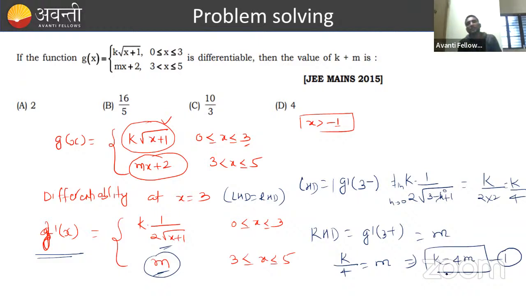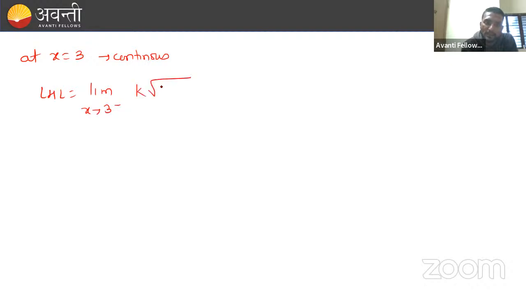So again, we need to find another equation. How can we find it? We have to check the continuity also at that point. At x is equal to 3, it is continuous also. So what is LHL? LHL will be limit x tending to 3 minus of k root under x plus 1, so I can write 3 minus h plus 1, with h tending to 0. So it will be k root 4.